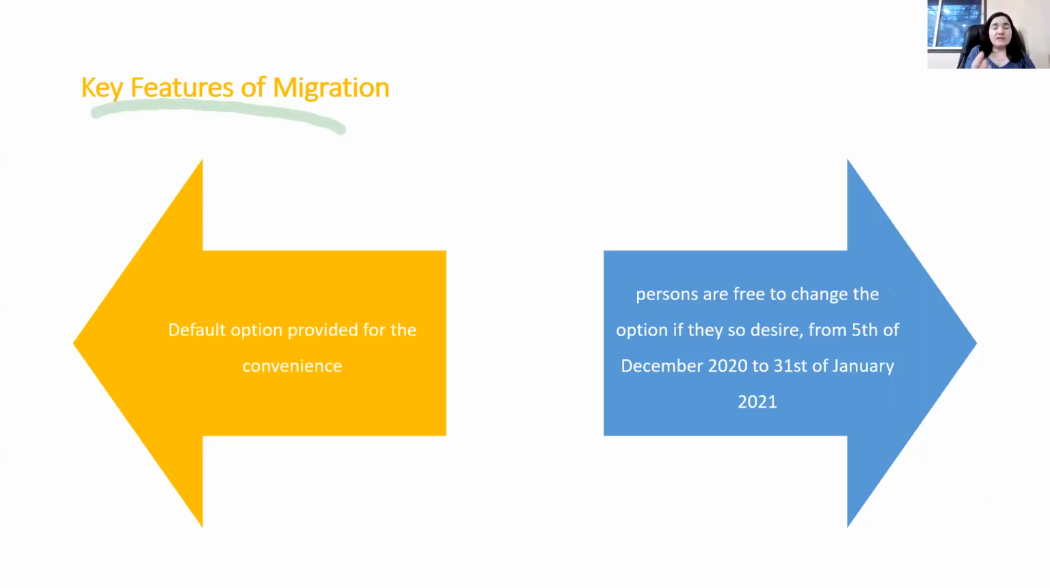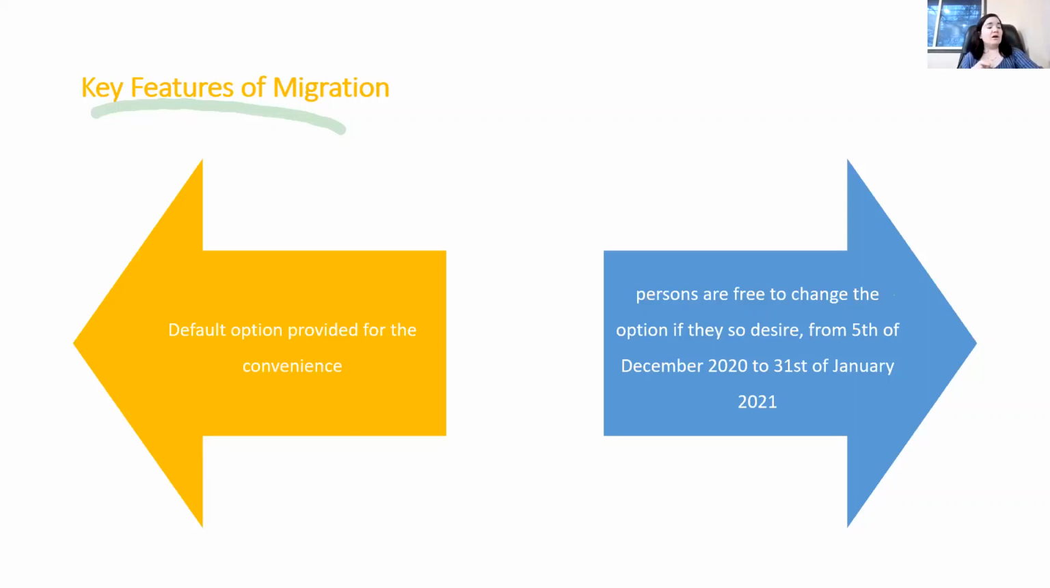Second, check whether you really intend to migrate. Even if it is correct as per the computation, if the taxpayer is not required to migrate or intends to opt for the normal scheme, then also you have to opt out from the migration. As discussed, this option of opt out, that is, they are free to change the option as required, is available from the 5th of December to 31st January 2021. So be aware, be careful.